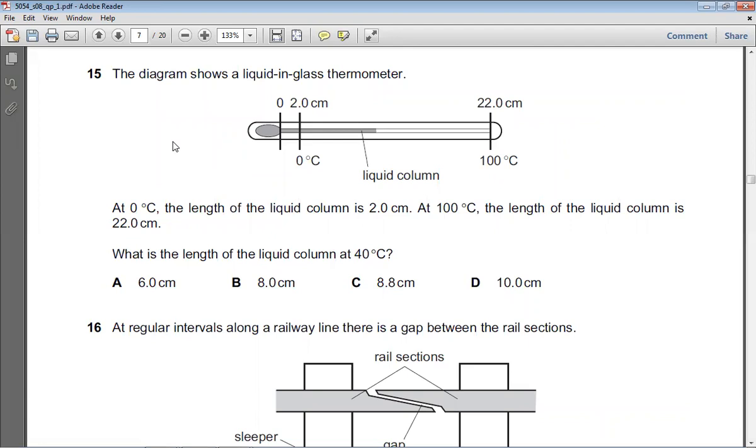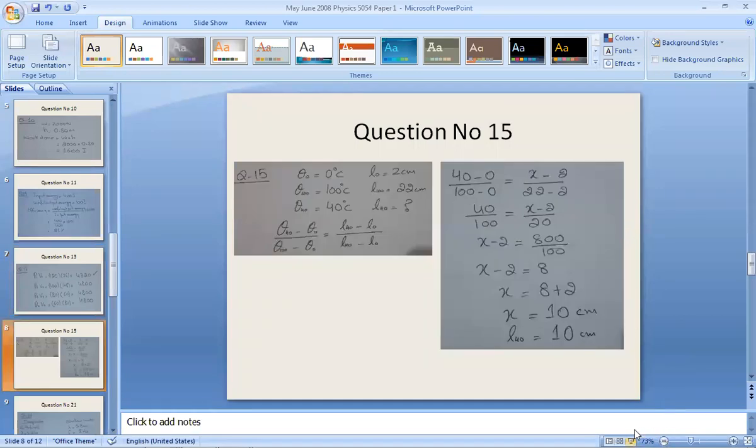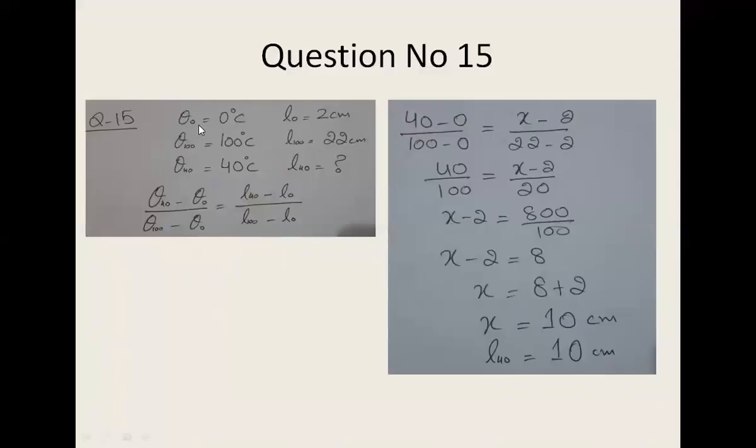It's a very famous question. So let me show you how I've done this. Okay, so theta naught, that's 0 degrees centigrade, theta 100, that's 100 degrees centigrade, theta 40 is 40 degrees centigrade. L naught is the length of the mercury column when the temperature is 0, that's 2 centimeter. L100 means the length of the mercury column when the temperature is 100, so that's 22 centimeter. L40 means the length of the mercury column when the temperature is 40, and that is the question.